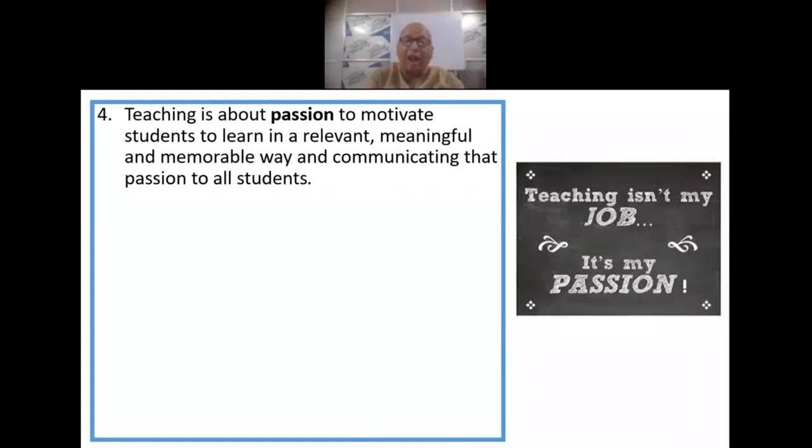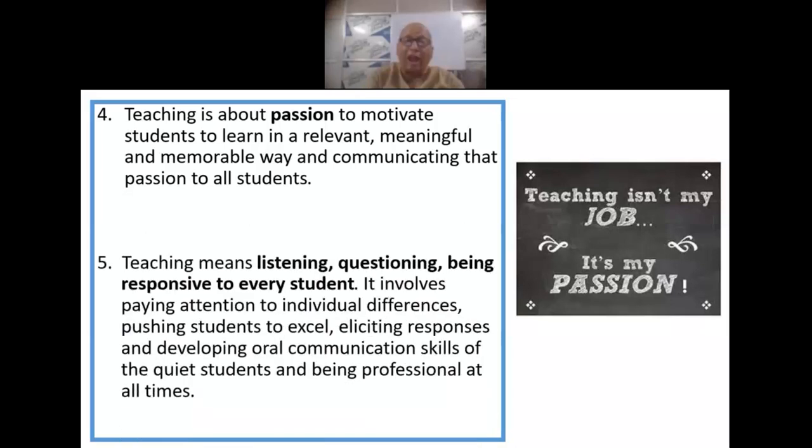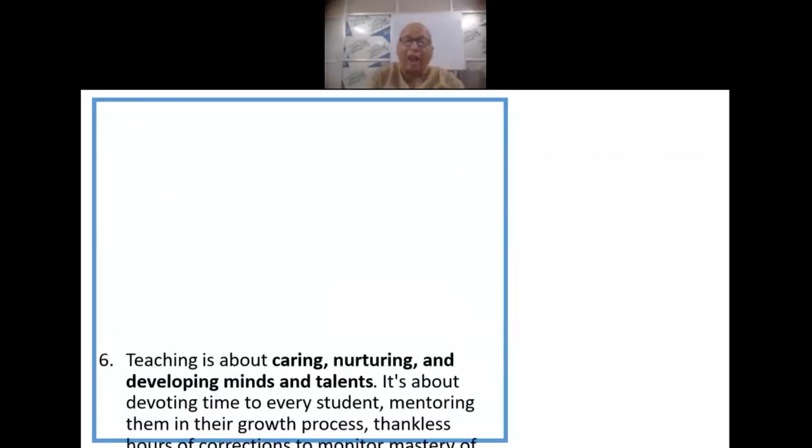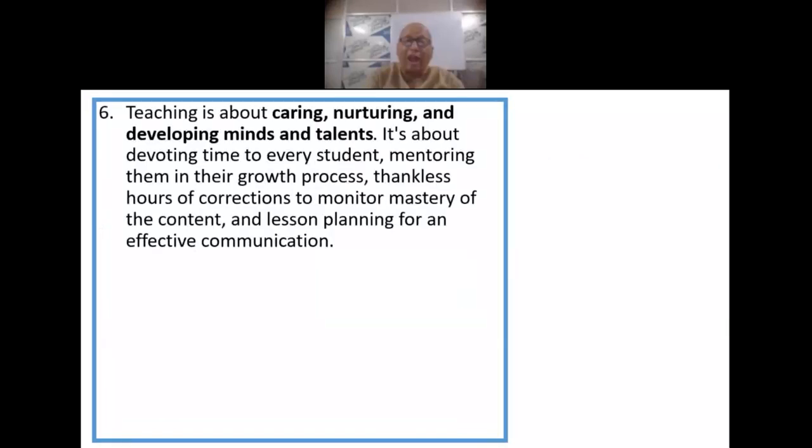Learning outcomes. You must be clear with the learning outcome. What would you like your children to do at the end of the class? Fifth, in your teaching, they should be listening, they should be questioning, and you must be responsive to students. That means personal care. Please do not ignore students in the classroom. Please do not ignore underachievers. Communicate well with them.